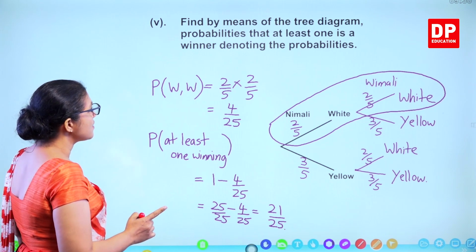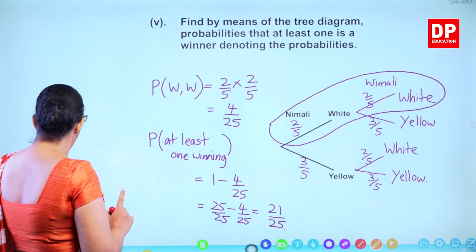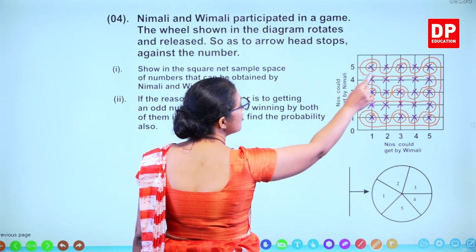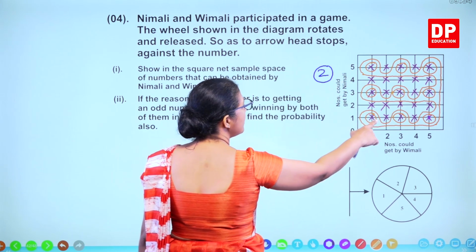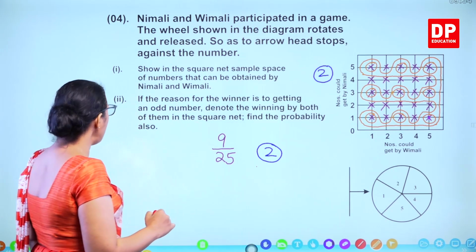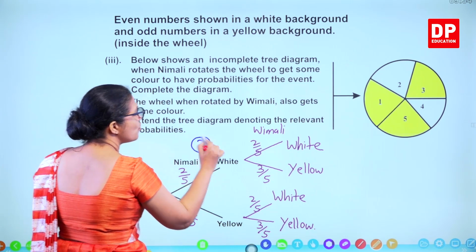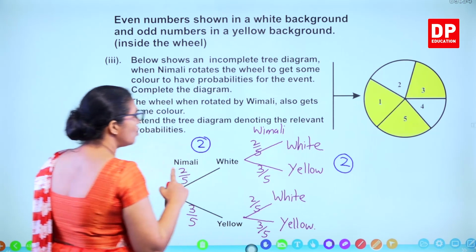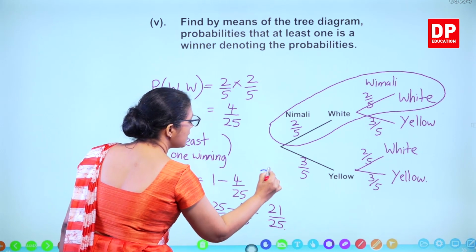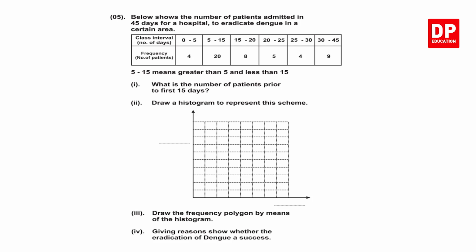So that's the last part. Now we have to decide how we get marks. So we'll see from the beginning. You can get marks for marking all the points, 2 marks for this part, and showing Nimali's branch 2 and Vimali's branch 2. So 4 and 4, 8, and the final part you get 2 marks. So that's 10 marks.